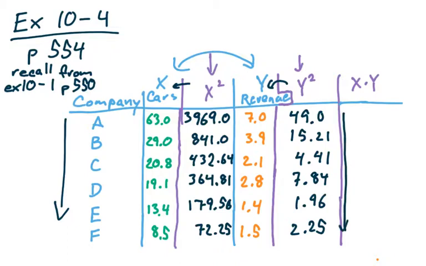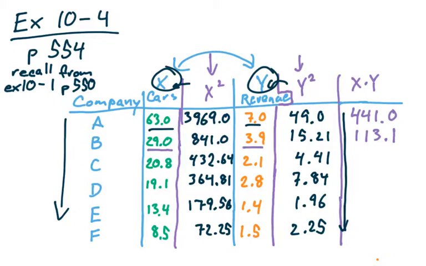And then in this last column, we're going to go ahead and look at the x column, look at the y column, and just multiply these two values together. So 441.0 for this first one, 113.1, so we got that by doing 29.0 times 3.9. And then 20.8 times 2.1, according to the calculator, is 43.68.